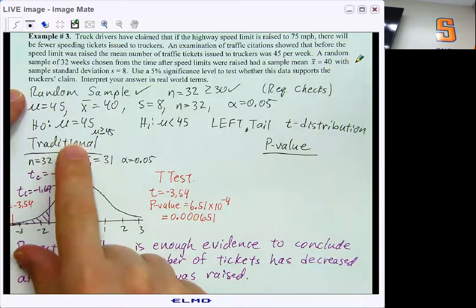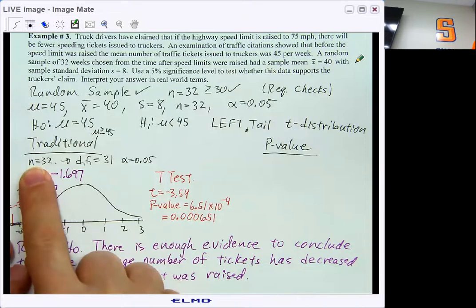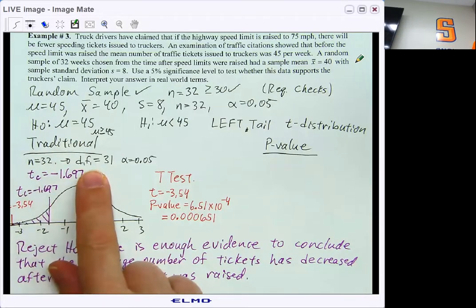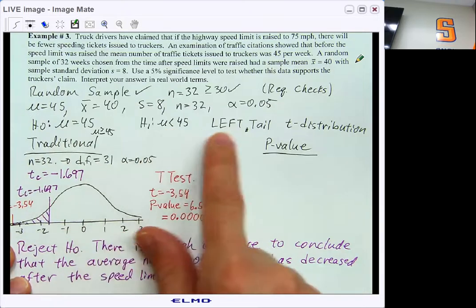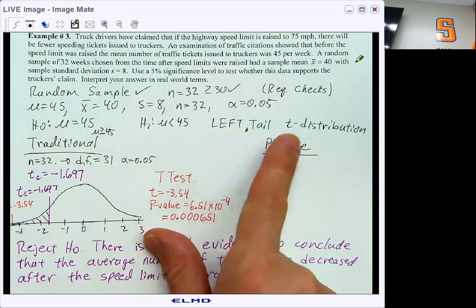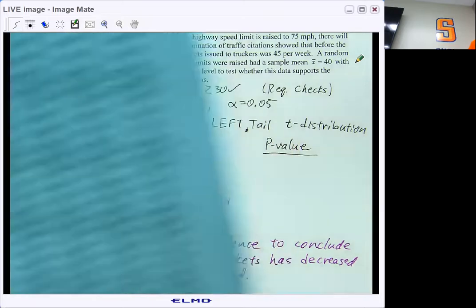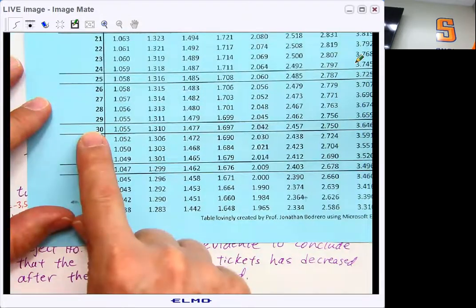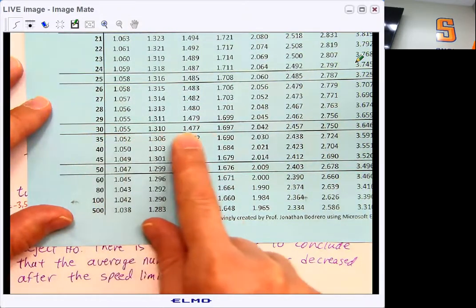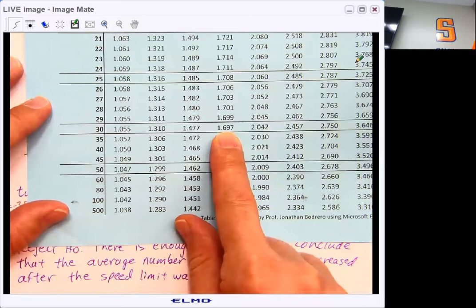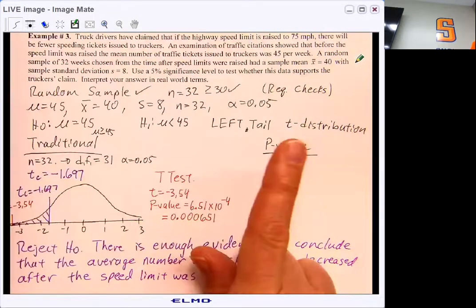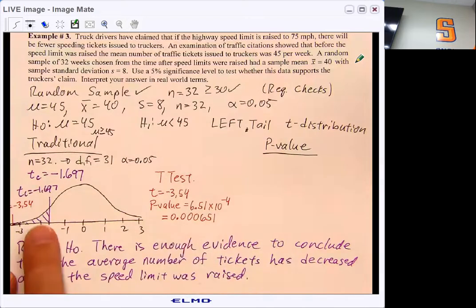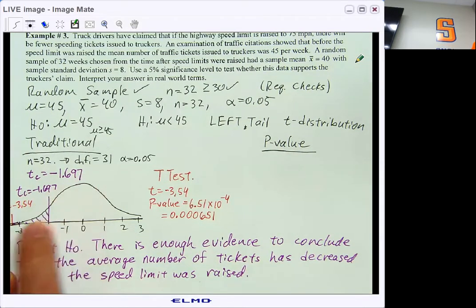So traditional method, we say that n is 32, so we'll have 31 degrees of freedom on a 5% level of significance and a left-tailed test using the t-distribution. So 30 degrees of freedom and 5% of the area in one tail would be 1.697. But since it's a left-tailed test, left of 0 is negative numbers. So we get our critical value, which we'll mark on the picture.